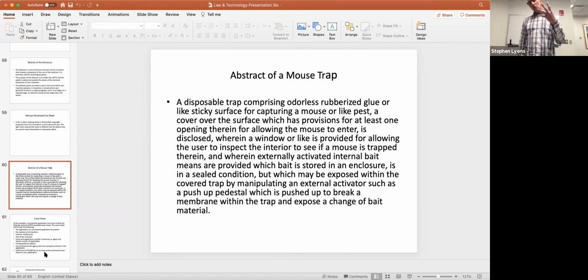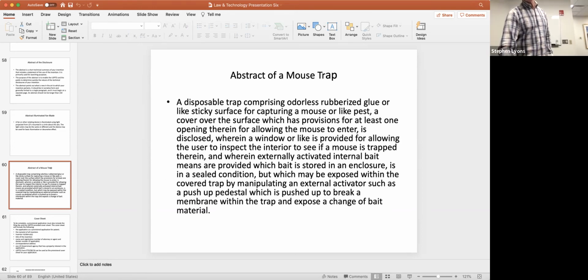Clinical, but it describes the four constituent elements of a mousetrap. A little door for the mouse to go in, something sticky that traps the mouse, a window so you can look inside the enclosure to see if a mouse is trapped, and a way of, shall we say, disposing of the pest. But those are the four things that a mousetrap consists of. And there they are in clinical, simple terms described for you. And that's what you need to do when you're writing your abstract.